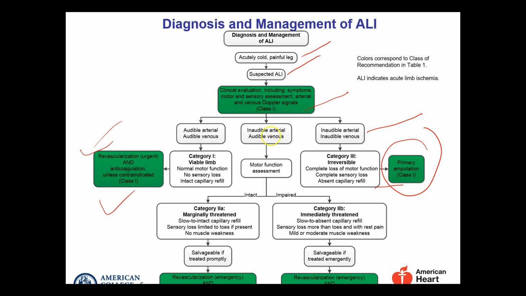But say here it's an audible arterial, but audible venous signal, with motor function assessment. If it's intact, if they're marginally threatened, you want to see down here at the bottom, it says emergency revascularization and anticoagulation. And in category 2B, immediately threatened, it's also revascularization and anticoagulation. So it's the same thing with that.